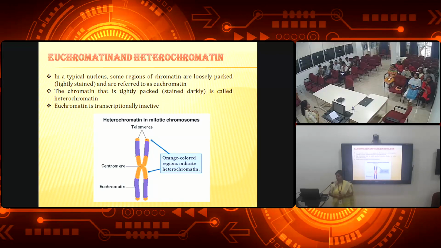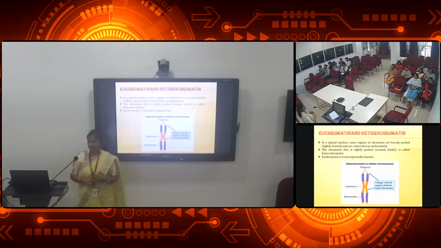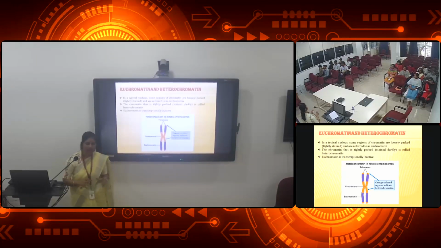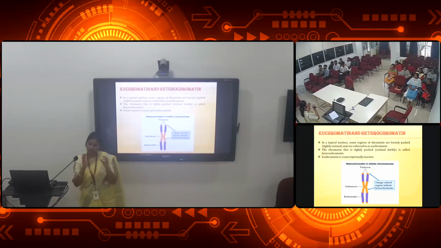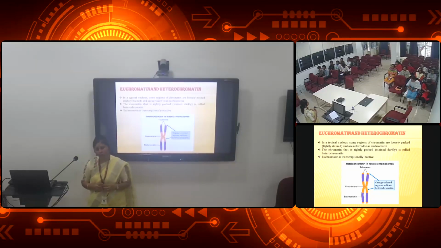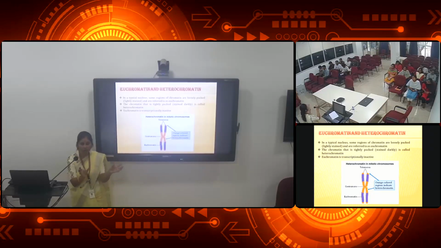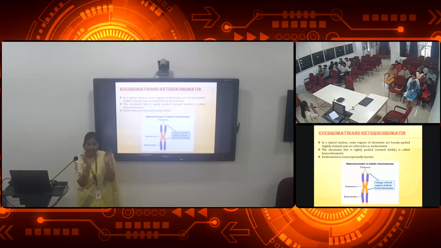Euchromatin and heterochromatin. Woodard is one scientist. Okay, that person found the thicker and dark region of the nucleosome. So nucleosome means it is an octamer structure of the histone protein. Okay, so in this octamer structure of the histone protein, Woodard found the darker portion and tightly packed regions.